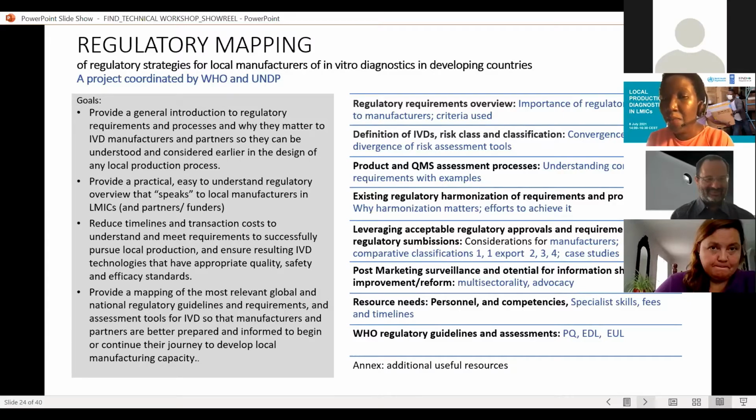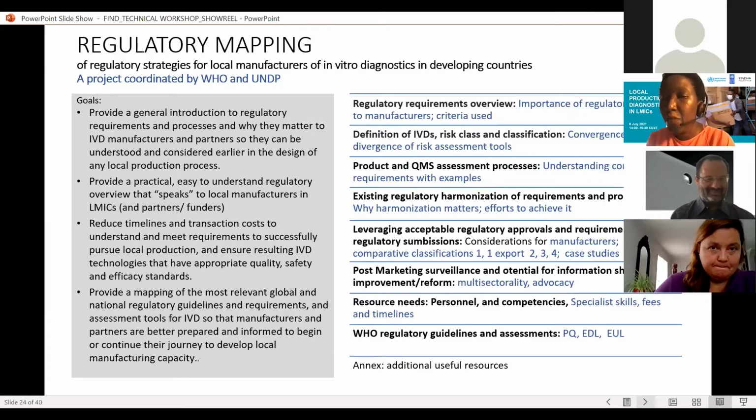Again, the mapping is provisionally divided into the chapters that are detailed on the right-hand side. So the overview, the definition of the IVDs and the risk in vitro diagnostics, the risk class and classifications, convergence and divergence of risk assessment tools in each of these classes and by each of the types of regulatory manufacturers, going into the product and QMS assessment processes, providing examples to enable manufacturers to understand what these assessment processes look like in practice, what they will need to go through, if harmonization is in place, why it matters, what is underway to achieve it, and what the implications are for the various manufacturers.